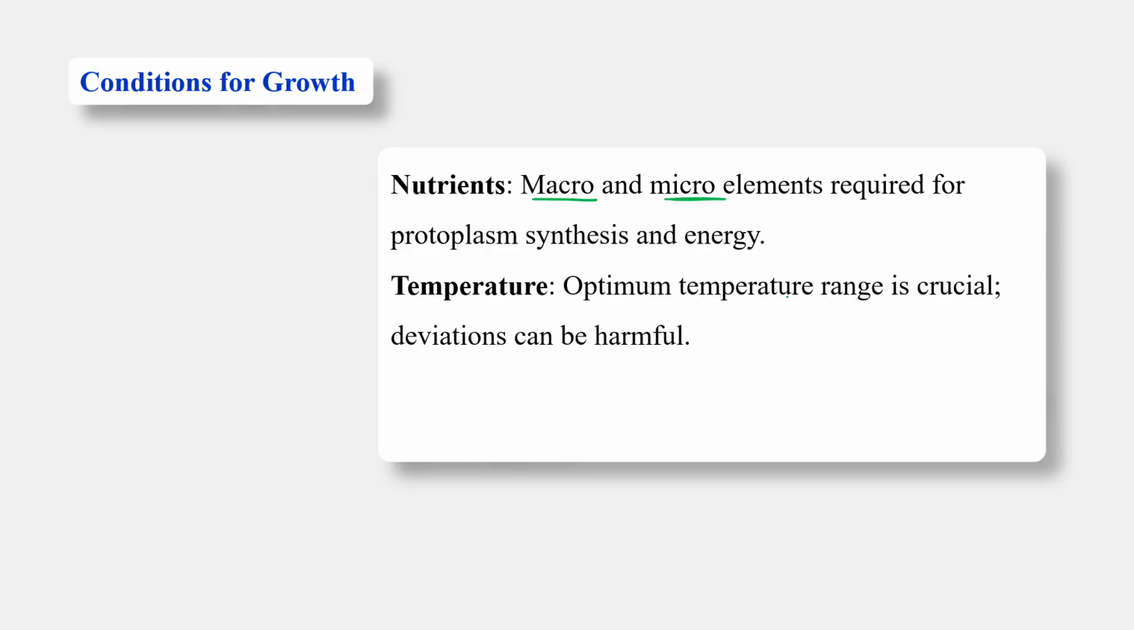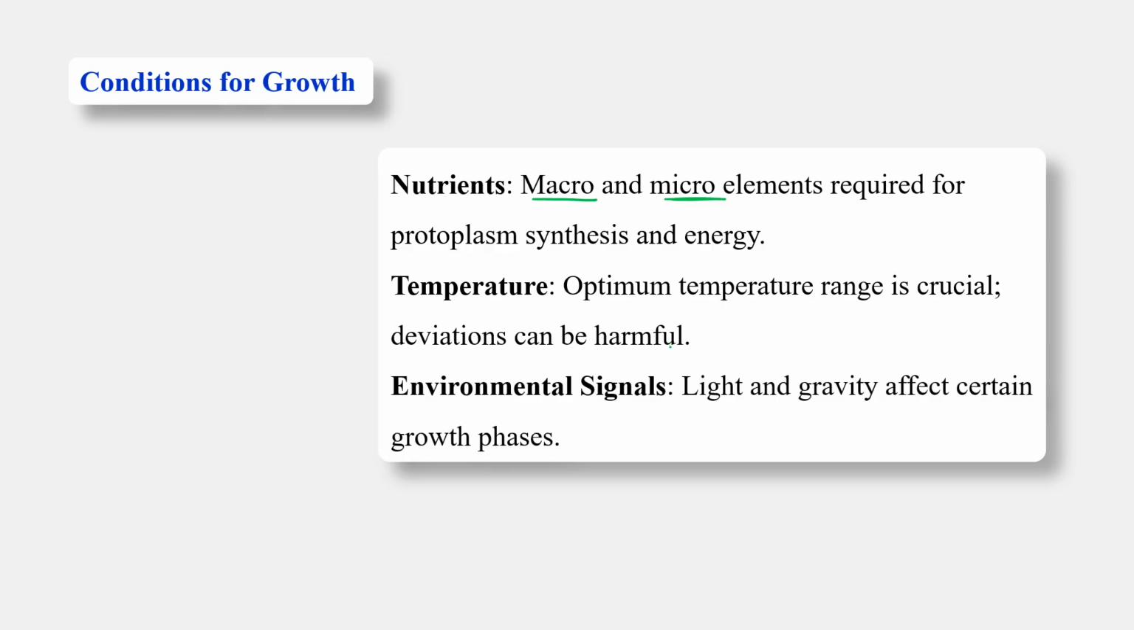Temperature: an optimum temperature range is crucial. If there is any kind of deviation in temperature, it can be harmful for plant growth. Environmental signals like light and gravity also affect certain growth phases of the plant.